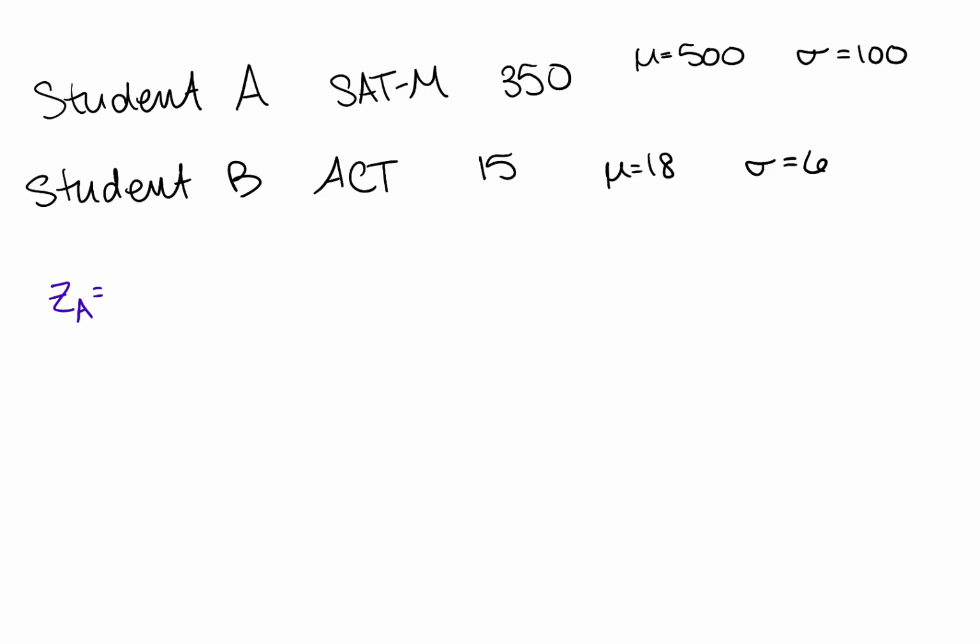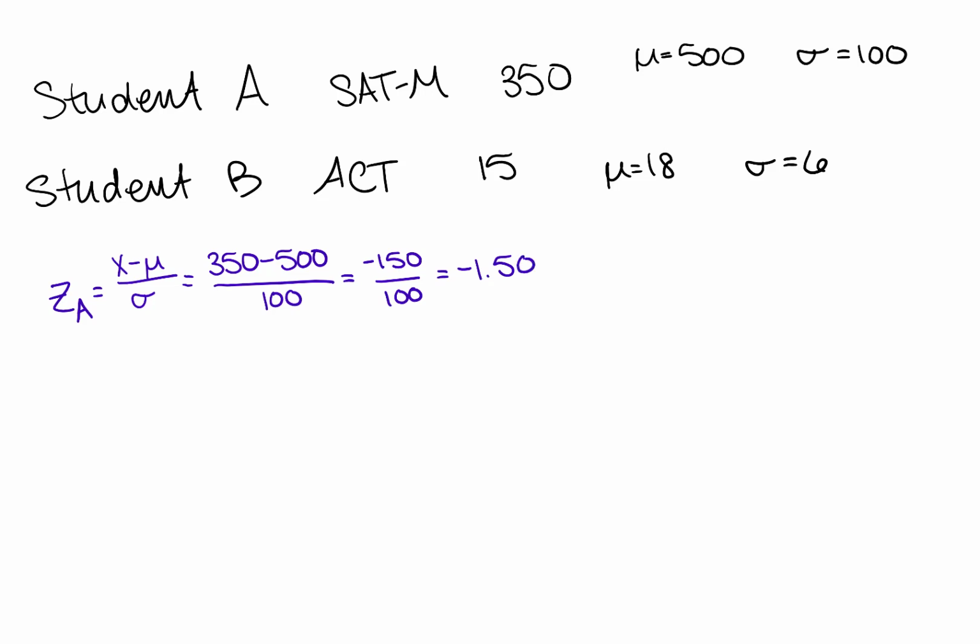Z-scores are equal to that individual score minus the mean divided by the standard deviation. Student A scored 350 on a test that has a mean of 500 and a standard deviation of 100. Negative 150 over 100 equals negative 1.50.